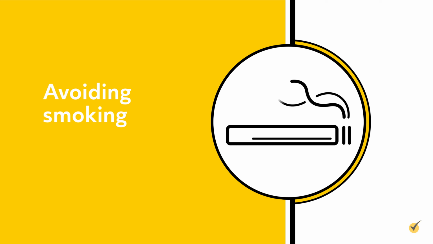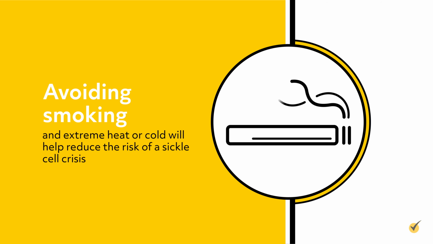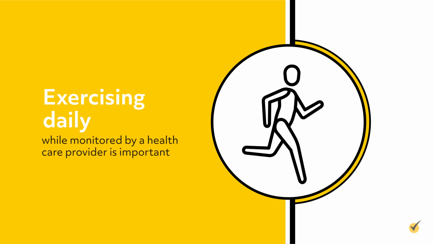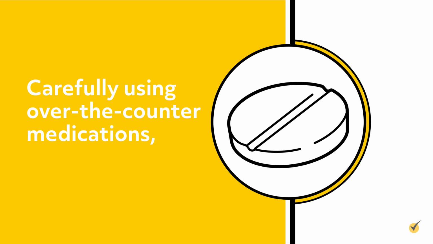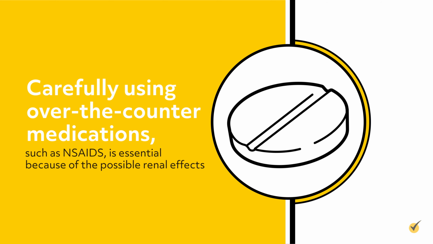Avoiding smoking and extreme heat or cold will help reduce the risk of a sickle cell crisis. Exercising daily while monitored by a healthcare provider is important. Carefully using over-the-counter medications such as NSAIDs is essential because of the possible renal effects. Now that we've learned about sickle cell disease, let's go over a few questions for review.